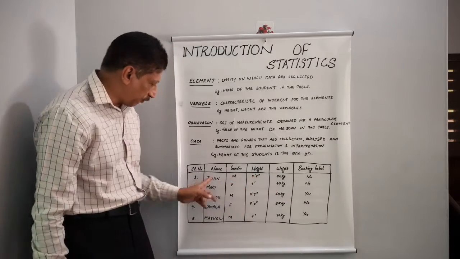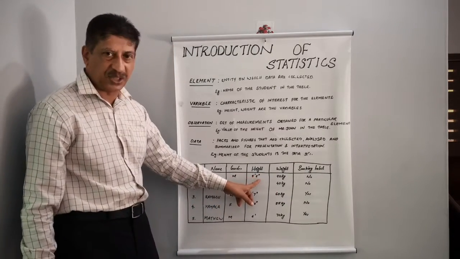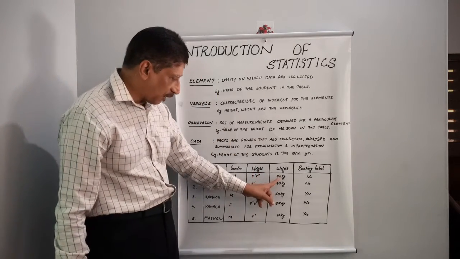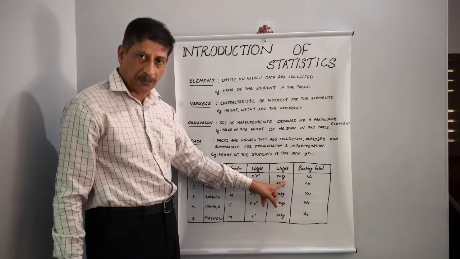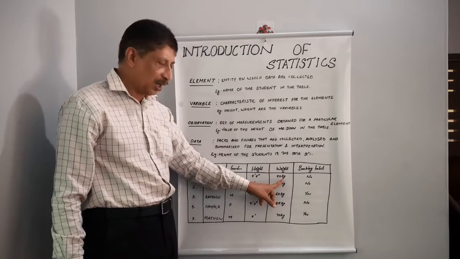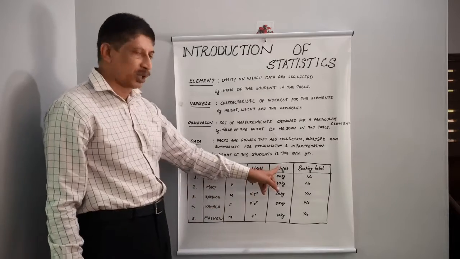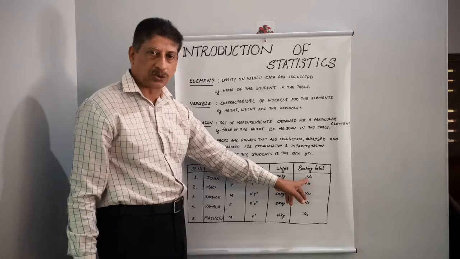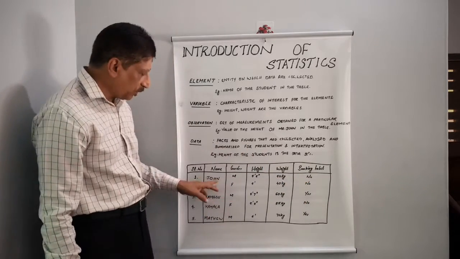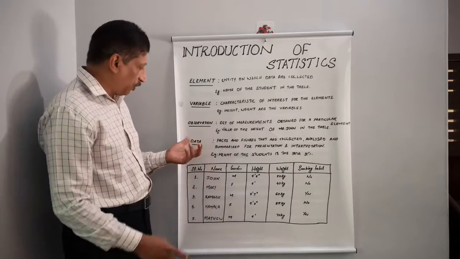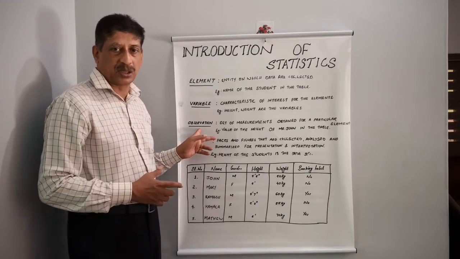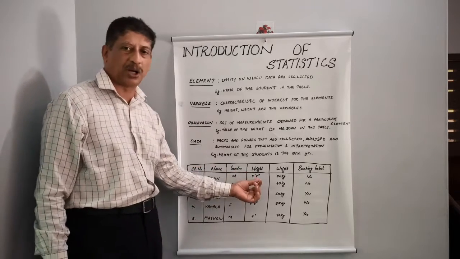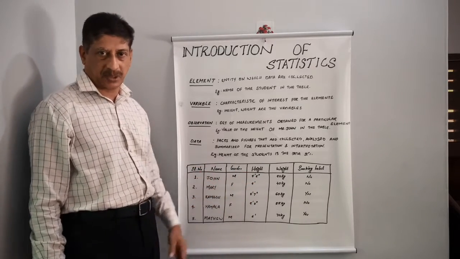For example, the height of John is 5 feet 6 inches, so 5 feet 6 inches is an observation. In the next column we have 50 kilograms, which is one observation on John based on the weight. Again, it is an observation. The smoking habit also is an observation. We frequently use this observation in all our lectures. Observation is just a measurement based on an element.